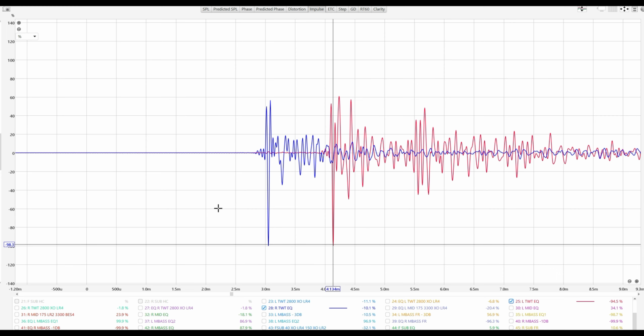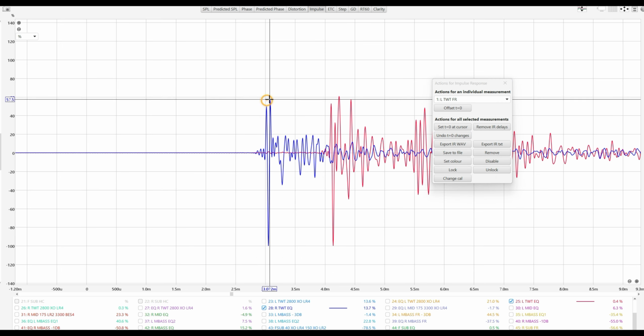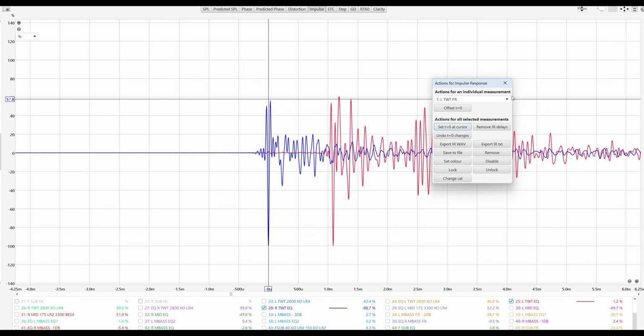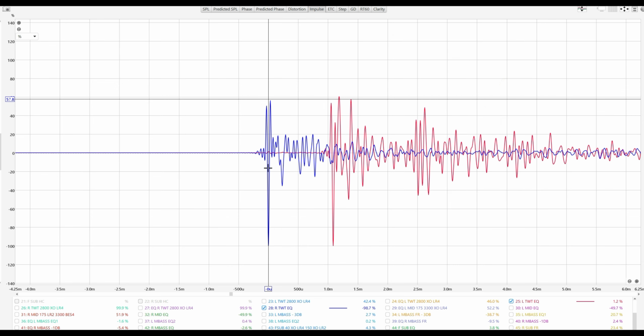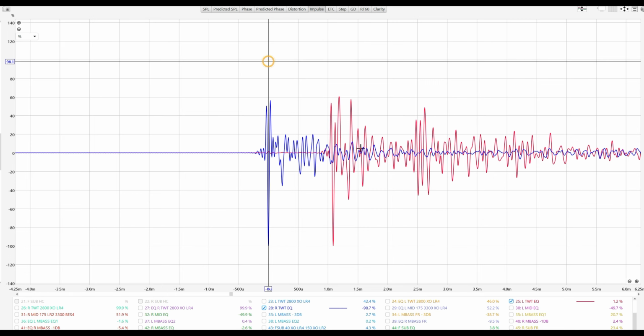But as I was illustrating in the sine wave graph, you can simply click up here on impulse response actions, put the cursor at the point where you want the 0 to be. So we're going to put that right on the line, and then say set T0 at cursor. And what it does is change the scale so that now the right tweeter impulse is set at time 0. And now it's simply a matter of clicking over here and seeing that the difference is 1.1 milliseconds. So this is what we call T0.